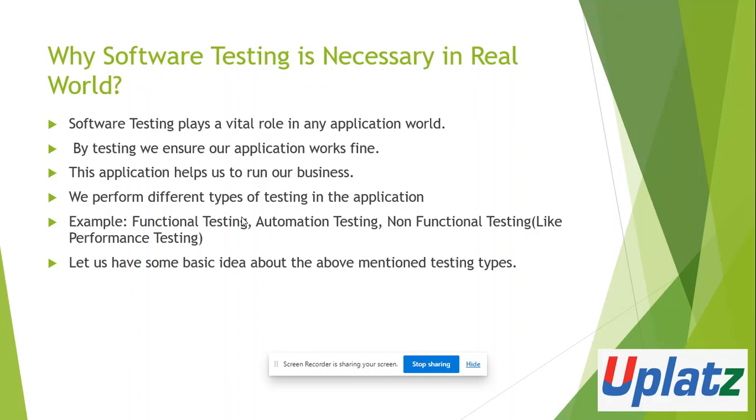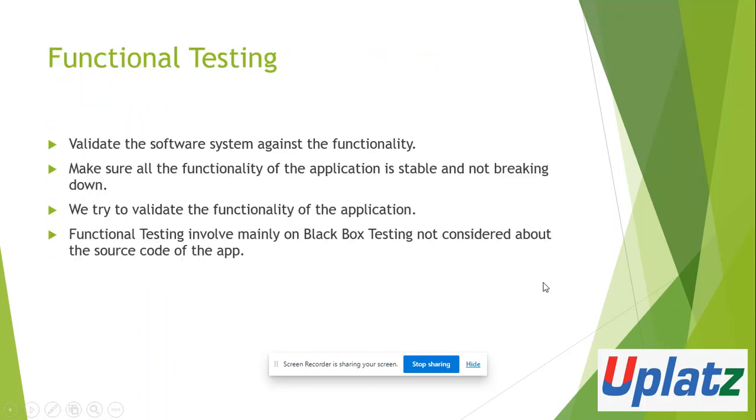So we make sure our application does not have buggy code or similar issues. I'll explain each and every component of functional testing also, the basics. I'll not go in depth, but I'll make sure you understand functional testing. You might see we perform different types of testing in an application, for example functional testing, automation testing, non-functional testing, and many more. Let us have some basic idea about the above mentioned testing types.